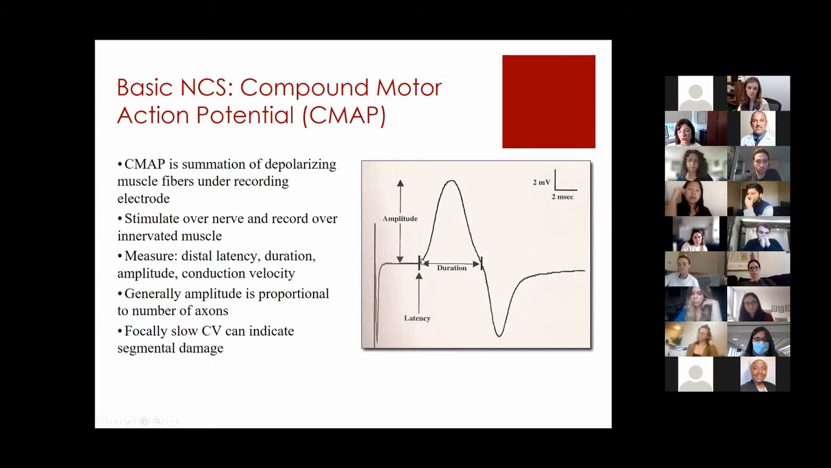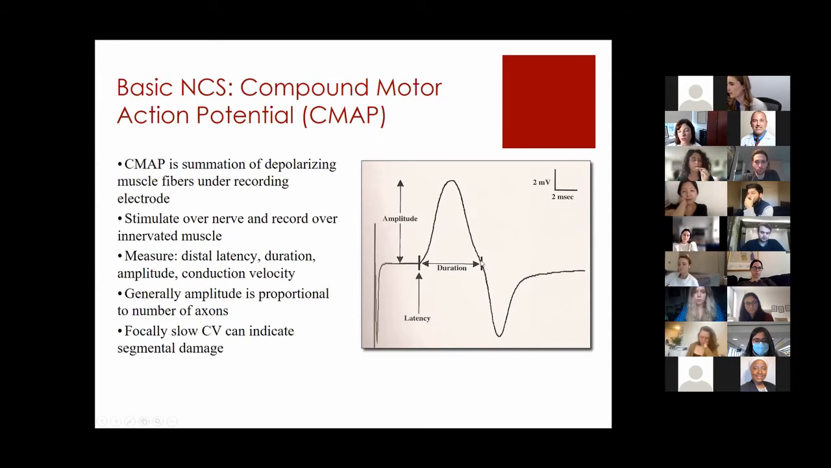And we measure a few different parameters. We measure where the takeoff point is from where the signal begins. So the machine will record that as a latency. We call that the distal motor latency, and that's the time that it takes for the transmission to travel down the nerve and cross the neuromuscular junction, and the muscle starts to depolarize. We measure the amplitude, which is generally considered to be proportionate to the number of axons. So if we have axonal loss, we'll see a reduction in the amplitude.